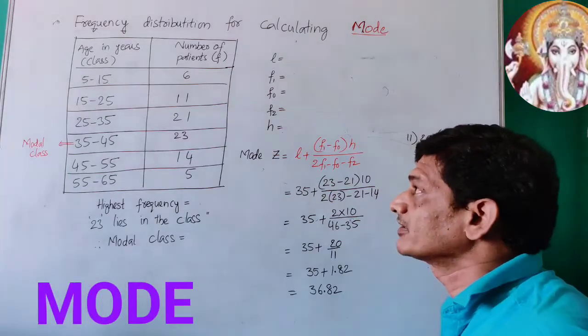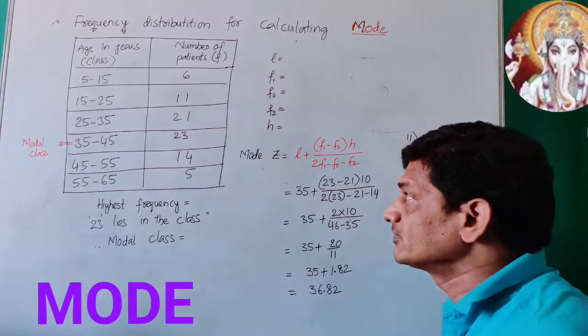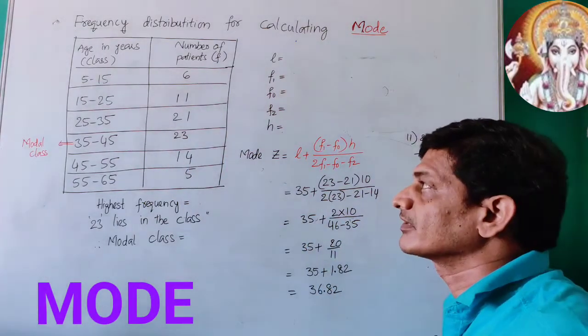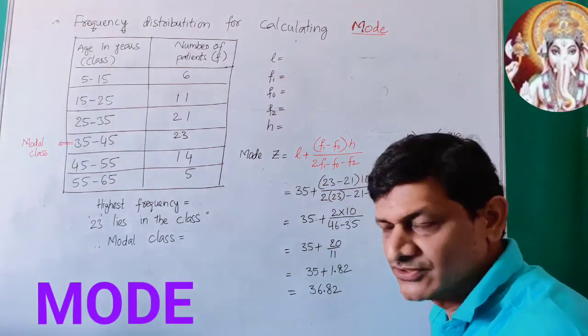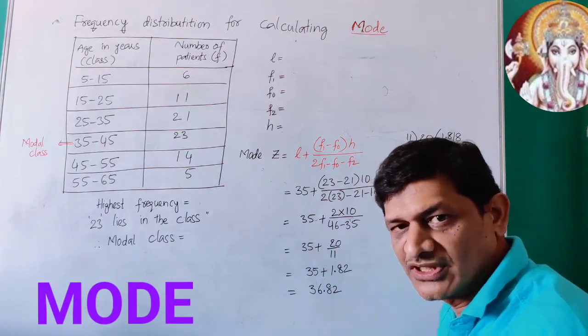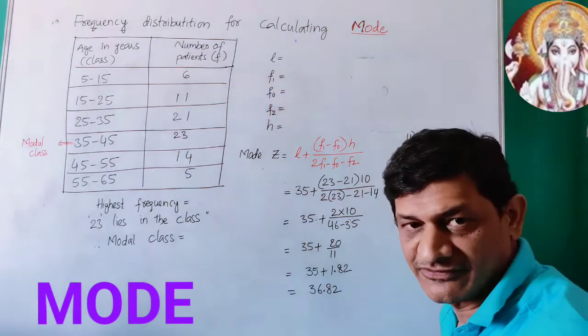So today's topic is finding the mode of grouped data. In this data again two columns are given. One is the classes column, the other one is the frequency column. These two columns are enough to find the mode. No other columns are necessary to create. Just two columns are enough.